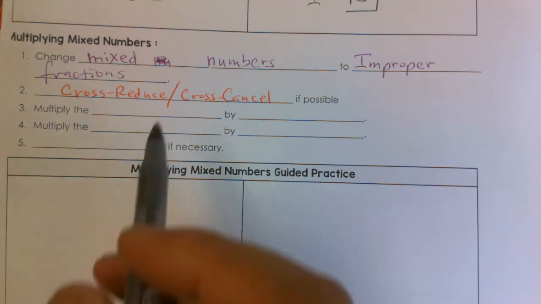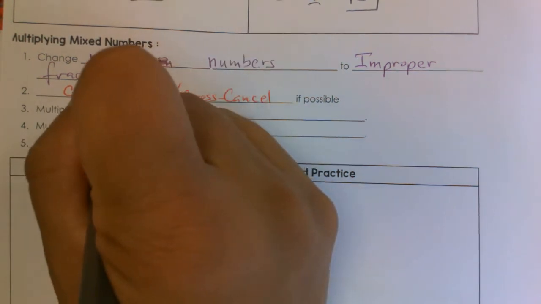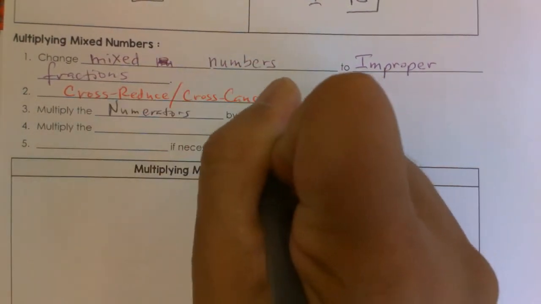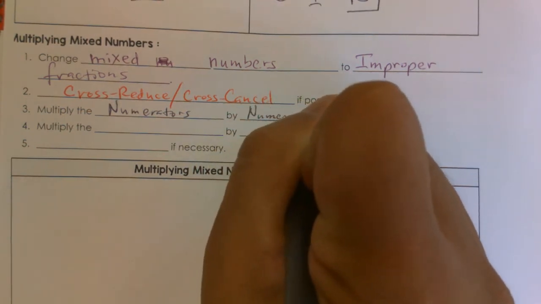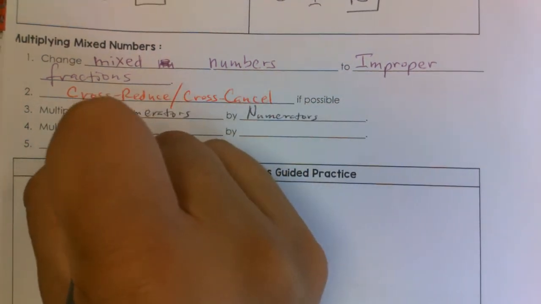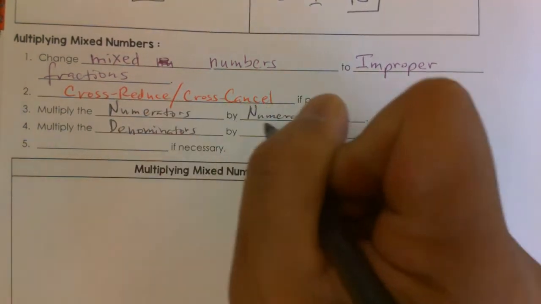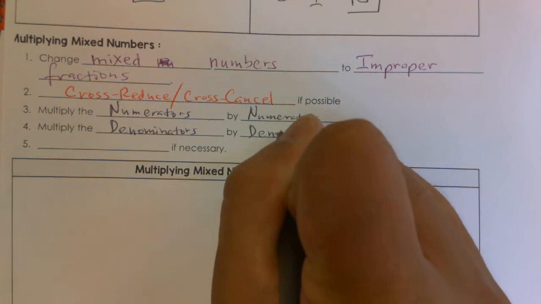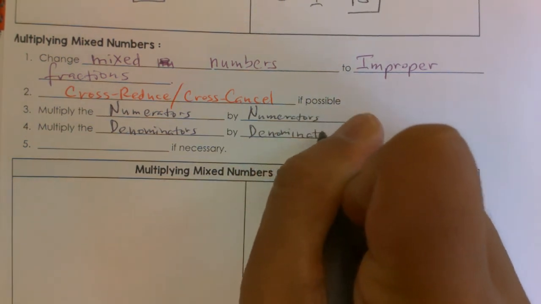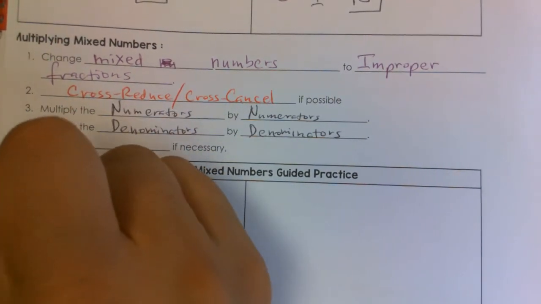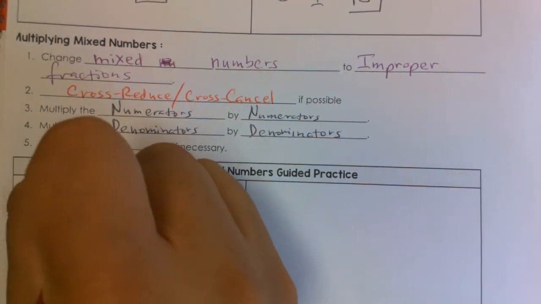So after we get to this point, we're going to multiply the numerators by the numerators. That's pretty easy. And then the denominators, of course, multiply together. We don't have to worry that they're the same. We just multiply across, and that makes it so much easier. Okay? And then lastly, the last step is always to simplify whenever possible.